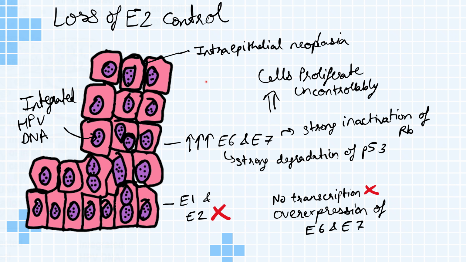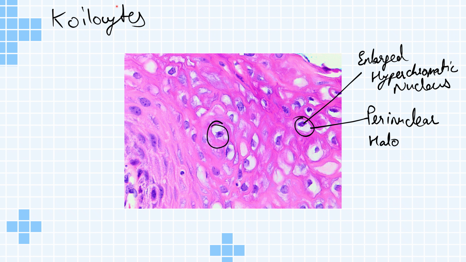These infected cells also develop a characteristic appearance. The hallmark microscopic feature of HPV infection is the koilocytes. Koilocytes show enlarged hyperchromatic nuclei surrounded by a clear perinuclear halo. Whenever you see koilocytes in histology, think of HPV infection.